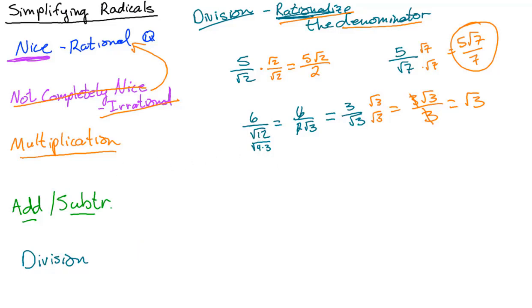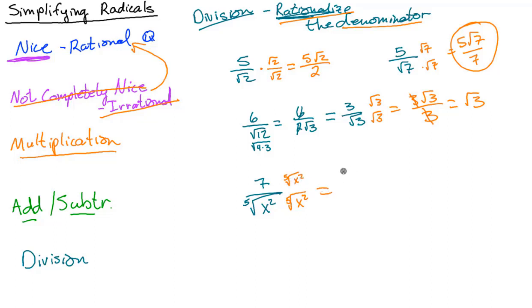Let's try something a little bit tougher. If we have 7 over, let's say, the fifth root of x squared. Now, you might be tempted at the onset to say, oh yeah, we know how to do this. We've been doing this forever. Let's times this by the fifth root of x squared. And the fifth root of x squared, you just times by what's there.